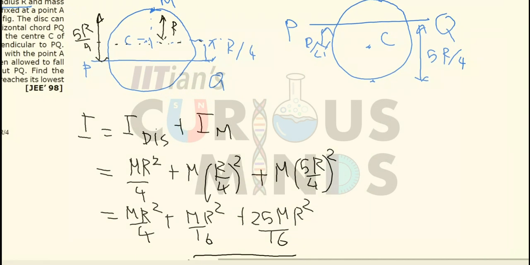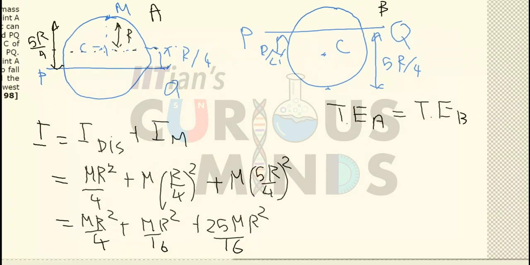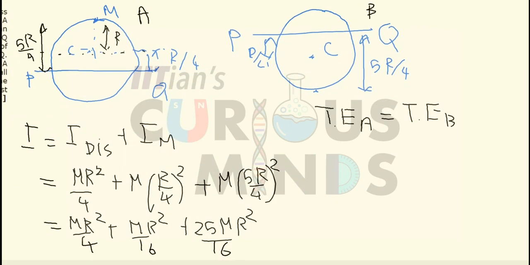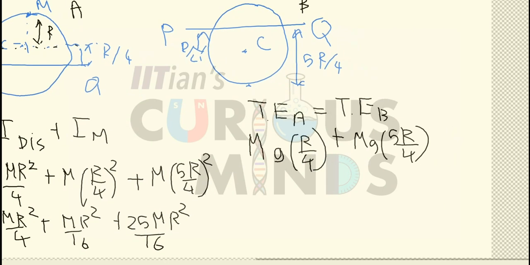So now over here I can say that, let us say this was the position A and this was the position B. The total energy in position A will be equal to the total energy in position B. The total energy in position A is just the potential energy, which will be equal to m, that is the center of the mass of the disk, g into h, which is r/4, this is for the disk, plus for the mass at a distance of 5r/4, mg(5r/4).